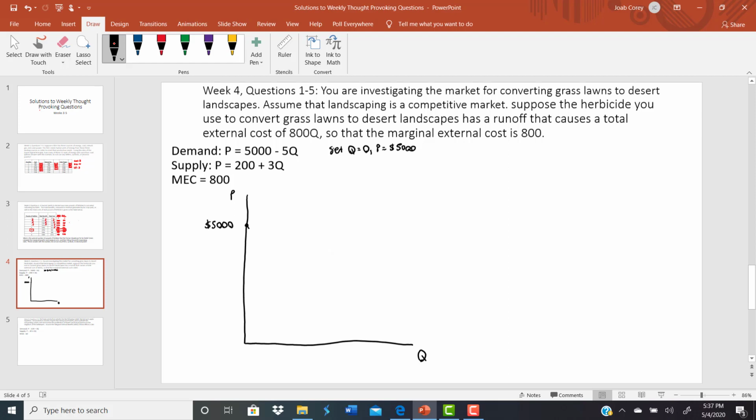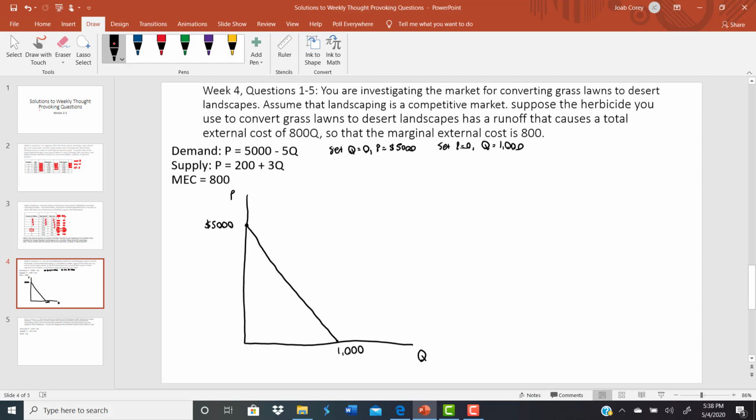Then you have a relatively steep demand curve looking something like that. And if you want to find out where that hits the x-axis, then you just set P equal to 0 and solve for Q. When you do that, you should get that Q is equal to 1,000. So that's where we hit that x-axis.